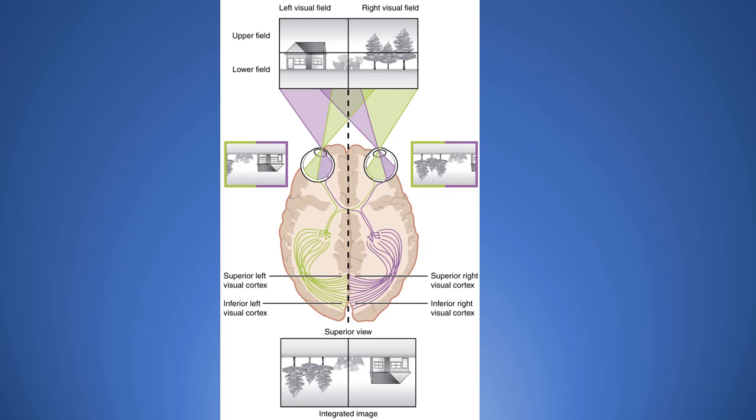Here's another look. Everything on the right visual field, so the trees, goes into both eyes, but everything is separated out at the optic chiasm so that the trees on the right are only seen by the left occipital lobe, and the house on the left is only seen by the right occipital lobe. Also, not only is the image switched so that everything on the right goes to the left, but it's upside down. It's projected upside down.